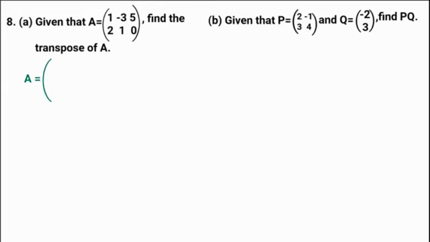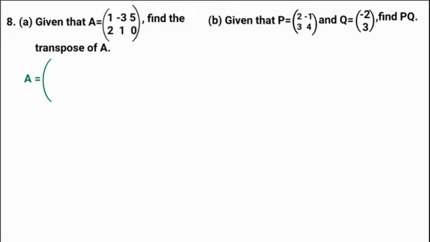Now the transpose of any given matrix is where the columns in the original matrix become the rows, and the rows become the columns. So in this case, we're going to change these rows, which is 1, -3, 5, into a column. So how do we do that?